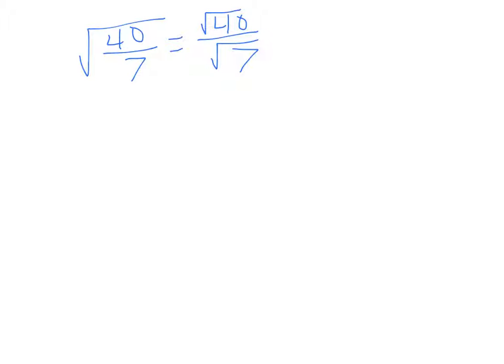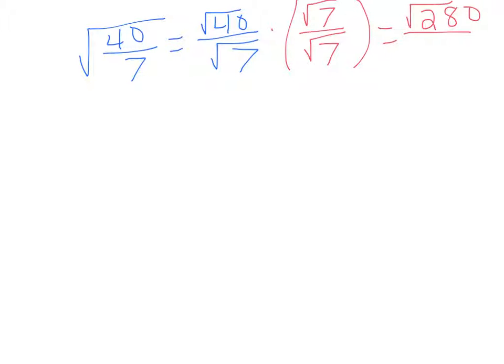And just like the last problem, we're going to try to get rid of the square root of 7. So I'm going to multiply both the top and the bottom by square root of 7. So 40 times 7 gets me 280, which we'll probably have to reduce. And then square root of 7 times square root of 7 is square root of 49. Now we already know the square root of 49 is 7. But the square root of 280 we're going to have to deal with.